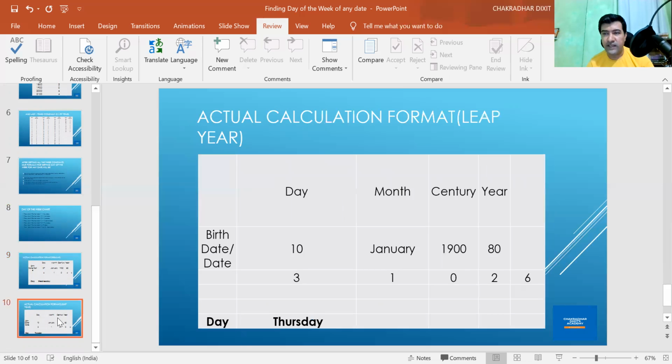But in case it is falling on a leap year, like 1980 is a leap year, then for only January and February, we have to minus 1. Like if you have a birthday on 10 January 1980, our day constant is 3, month constant is 1, century constant is 0, and year constant is 2. Everything we add comes out to be 6. For 6, it should be Friday, but it is not falling on Friday, it is falling on Thursday. So what we have done is 6 minus 1, and we get our answer.